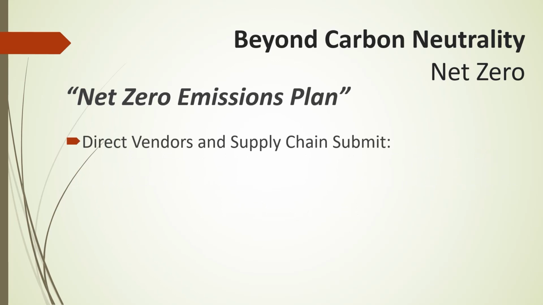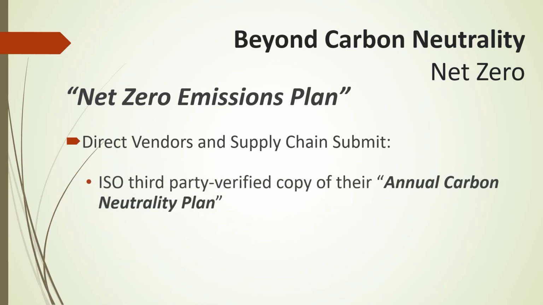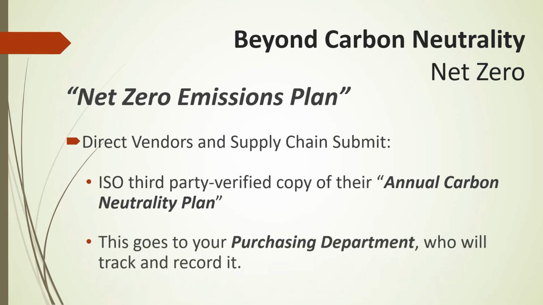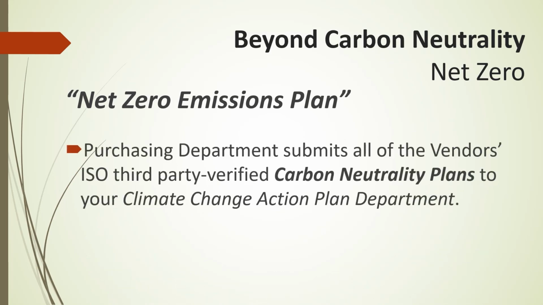So the direct vendors and supply chain are going to submit ISO third-party verified copy of your annual carbon neutrality plan, the thing that you just finished. And this goes to your purchasing department, who will track and record it. The purchasing department submits all of the vendors' ISO third-party verified carbon neutrality plans to your climate change action plan department, so it all gets compiled.